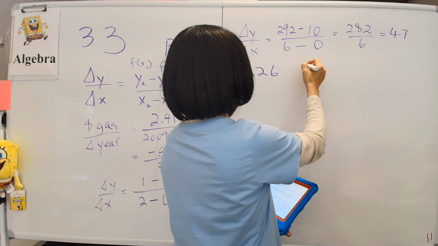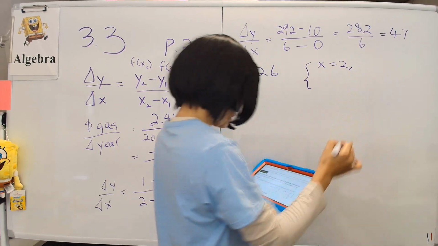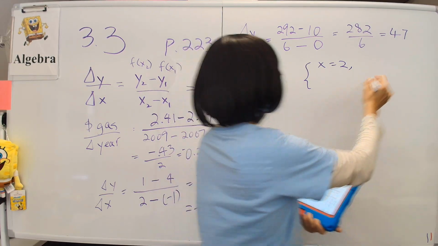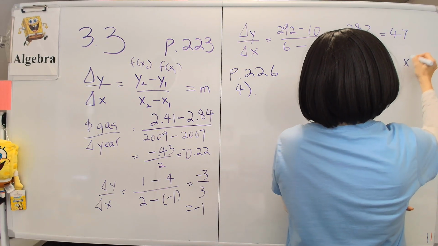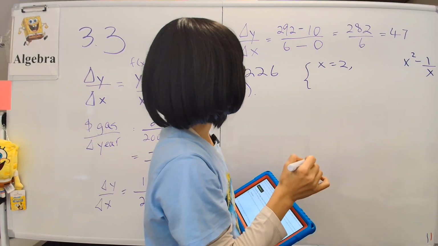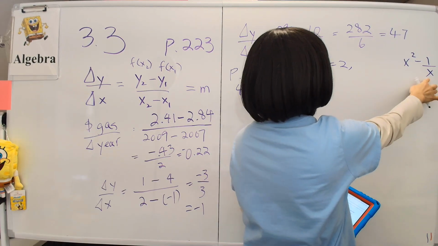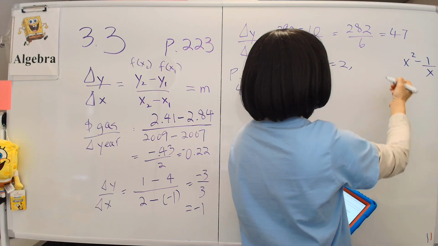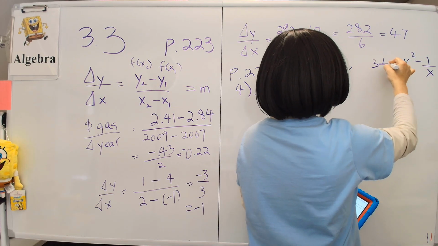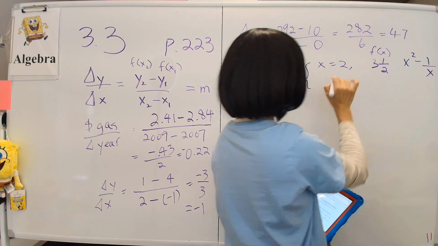So first, let's calculate what the values are. When x is equal to 2, what is f? f is x squared minus 1 over x. Okay, I should probably write that down. So x squared minus 1 over x. If x is 2, then f is equal to 2 squared minus 1 over 2. That's 4 minus 1 over 2. That is 3.5. So f of x is equal to 3.5 if x is equal to 2.